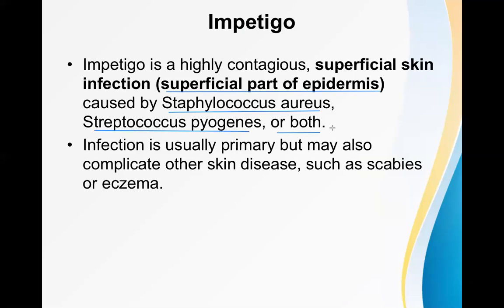Now let me clarify immediately, otherwise we will be confused here. There are two types of impetigo. One is called bullous impetigo, and another is called non-bullous impetigo. Let me write it for you. Maybe in the subsequent slide it will come again. Bullous type, and non-bullous type. The bullous type is mainly caused by Staph aureus, and the non-bullous type is caused by Streptococcus pyogenes.